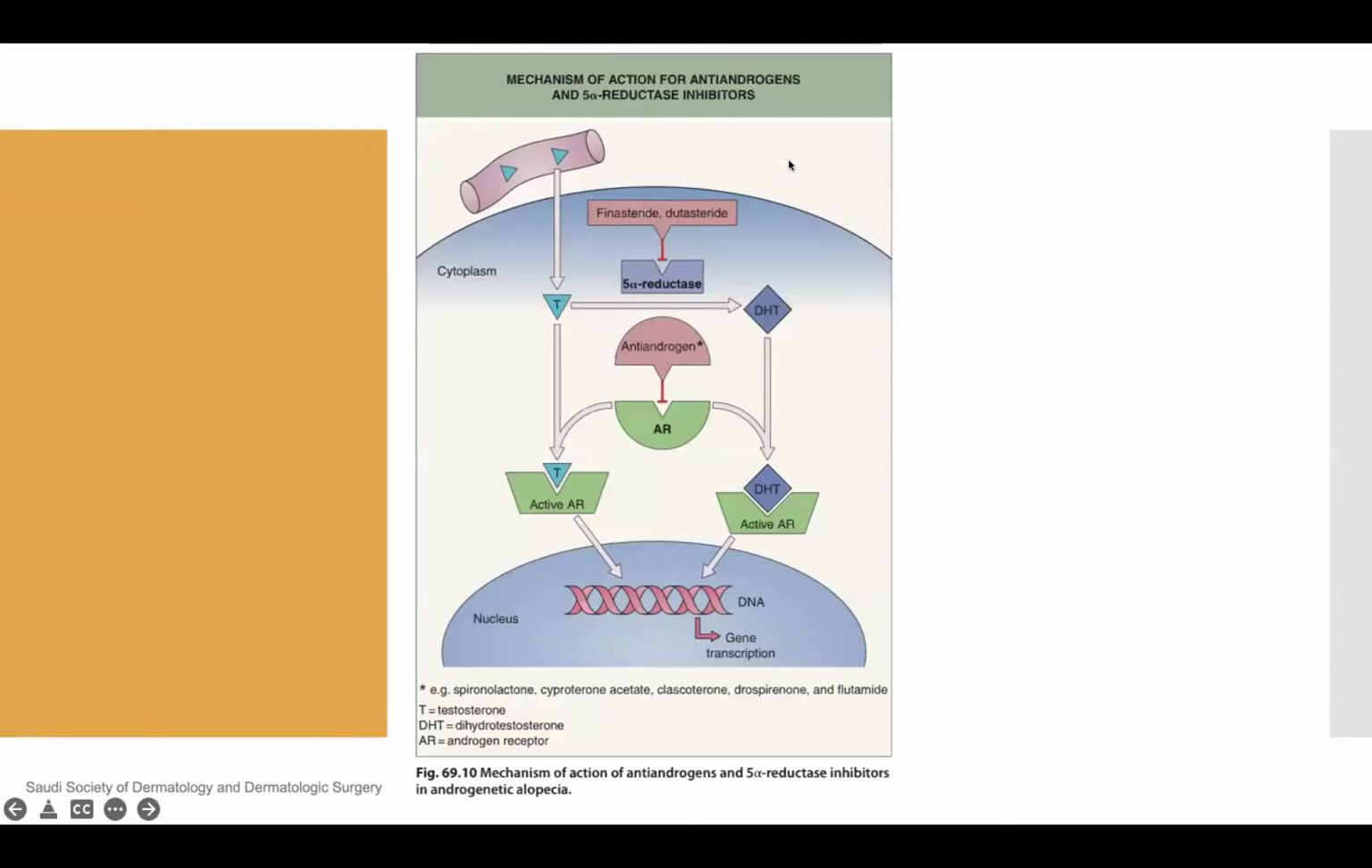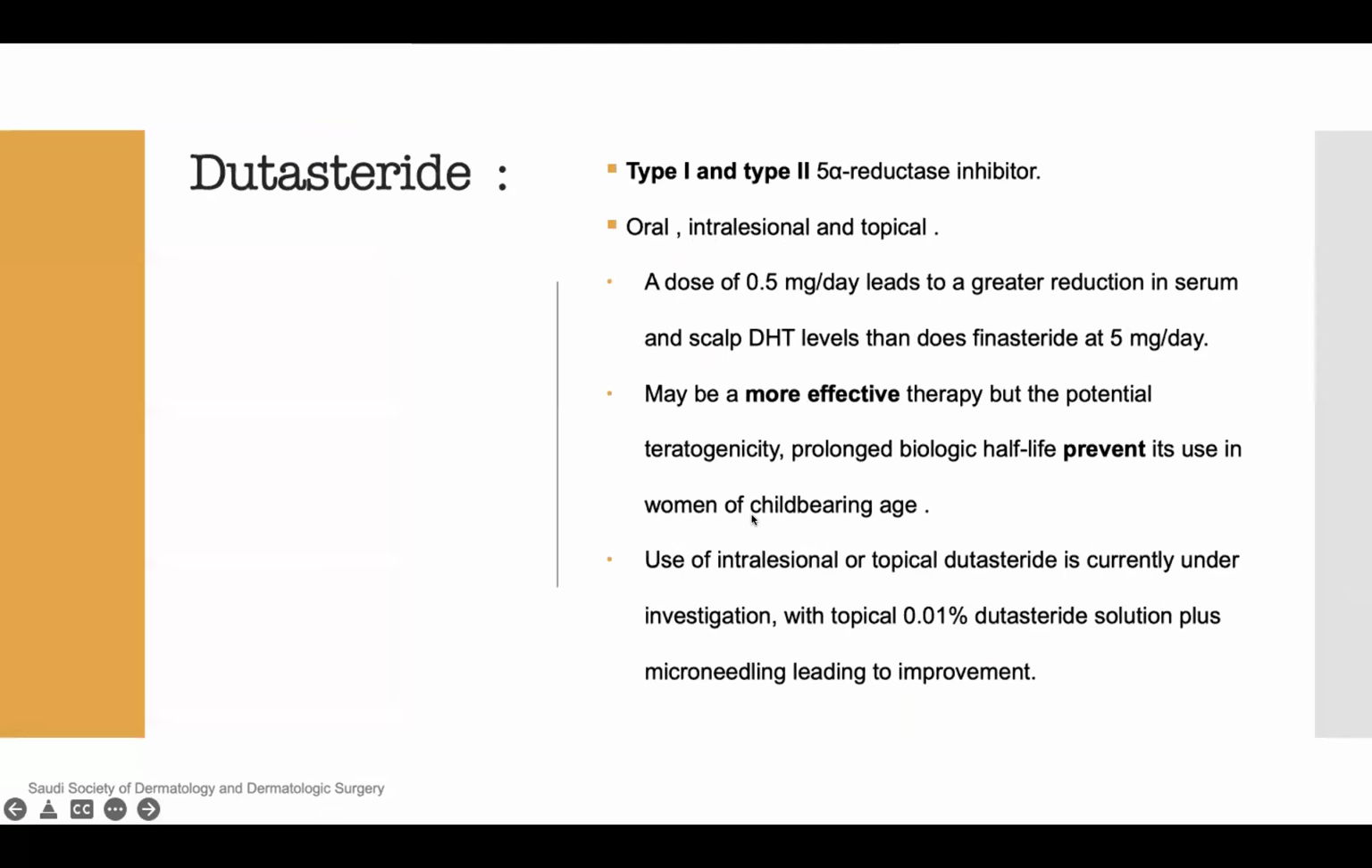As we can see here, this is the mechanism of action of anti-androgens and 5-alpha reductase inhibitors. Here, as we can see, finasteride and dutasteride block the 5-alpha reductase, thus blocking the conversion of testosterone to dihydrotestosterone. While the anti-androgens, such as spironolactone, competitively block the androgen receptor, stopping the binding of dihydrotestosterone to the active androgen receptor.